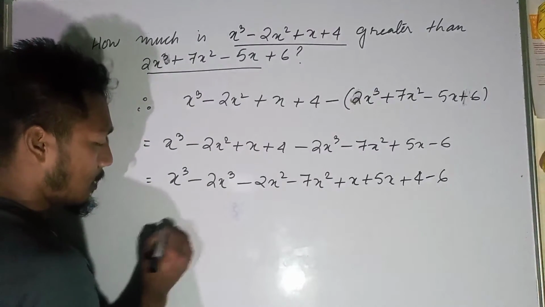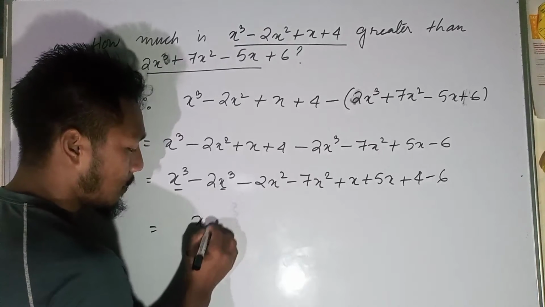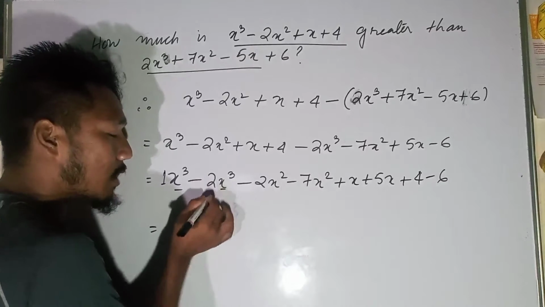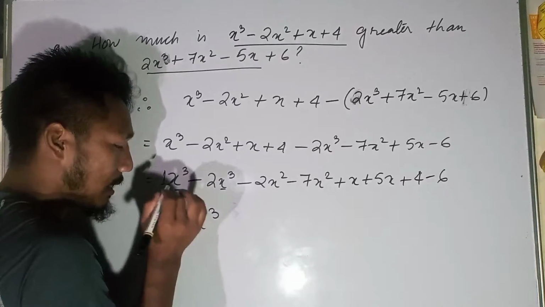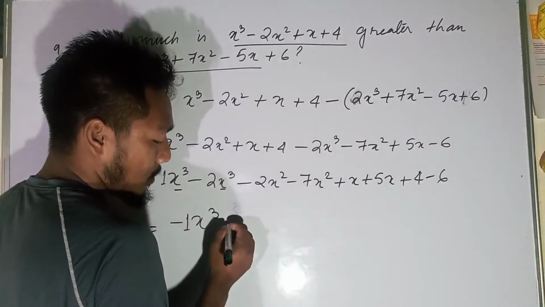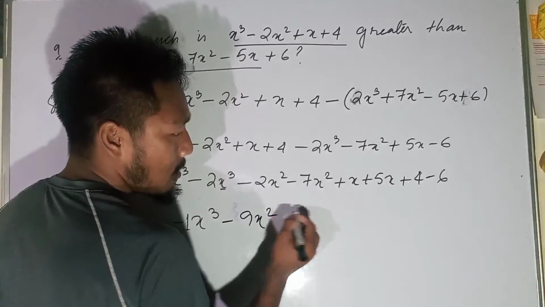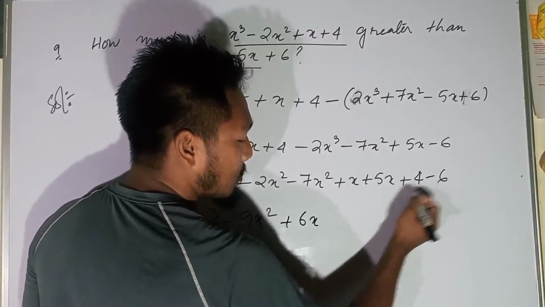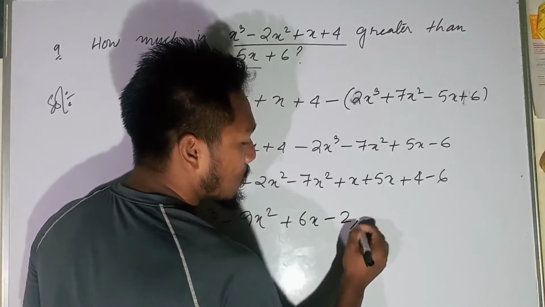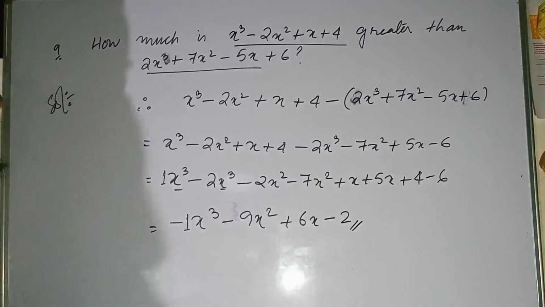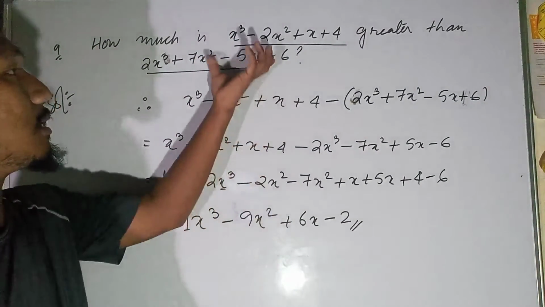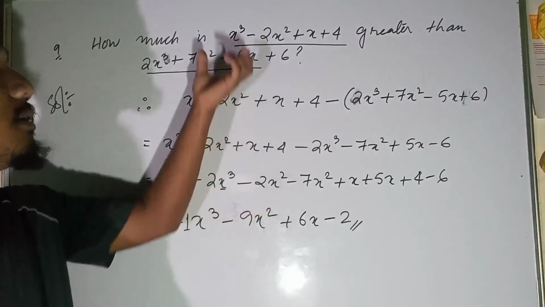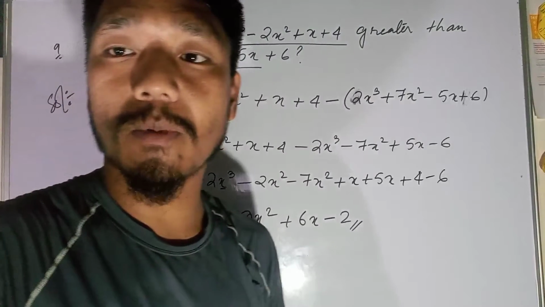Now subtract this one, x cubed. So x cubed, it will be 1 here. 1 minus 2 will become 1, but since 2 is greater than 1 and 2 has a minus sign, I'll put minus here. Minus 2 and minus 7 will become minus 9x cubed. Minus plus 5 and x will become plus 6x. 6 minus 4 will become minus 2. I think this much number is greater than this. Okay, so this is how your expression is.